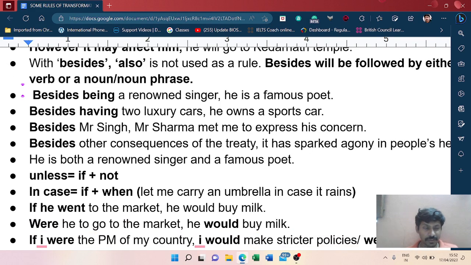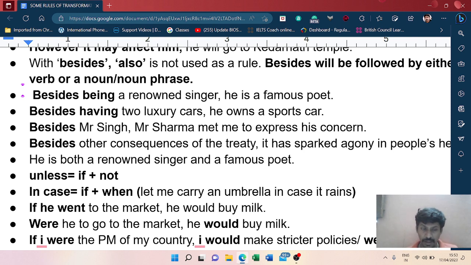Then it is written unless, if plus not. So unless means what? If not. In case means if plus when. Let me carry an umbrella in case it rains, means if it rains. So if he went to the market, he would buy milk. Means the possibility is there. There is a possibility he may go to the market, and if he goes there, he will definitely buy milk. He will not return without buying milk.